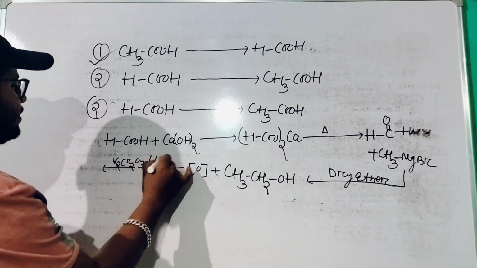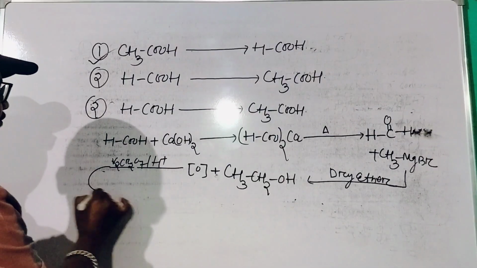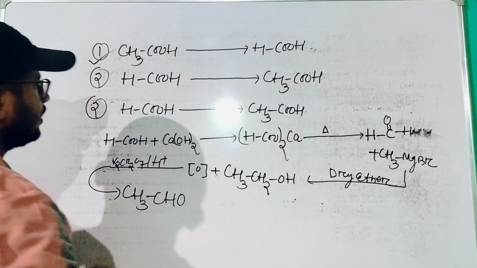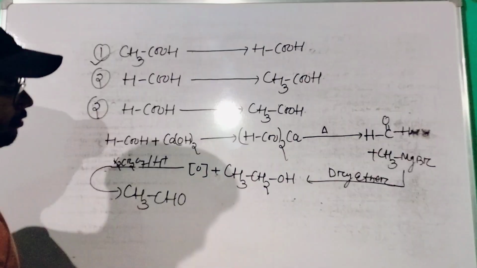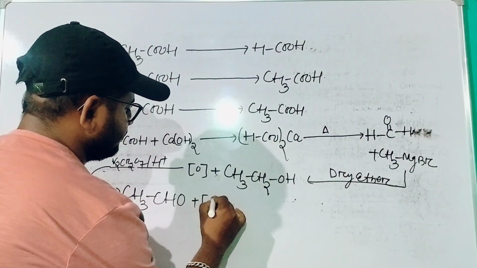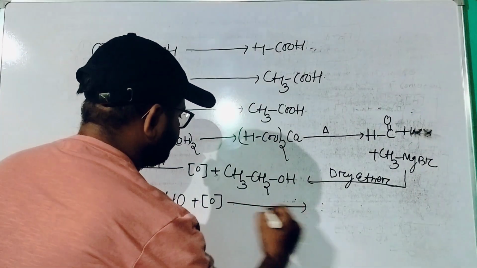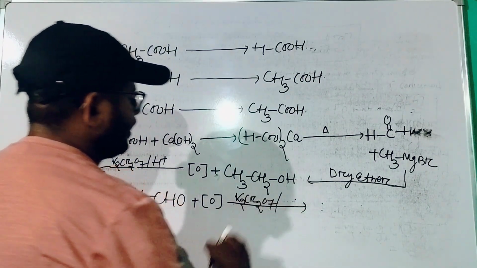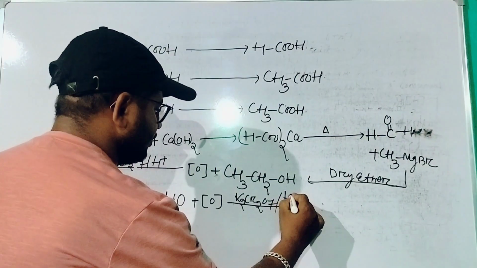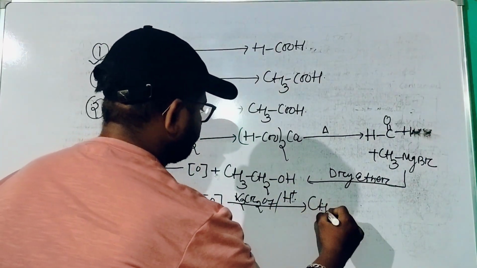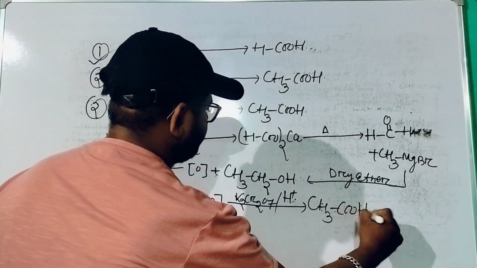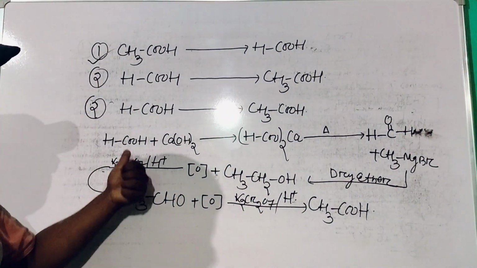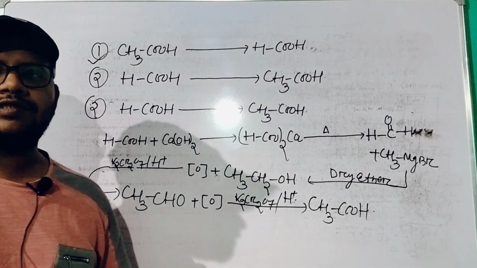K2Cr2O7 in acidic medium, and finally we get acetaldehyde, and acetaldehyde can be converted into acetic acid by further oxidation with acidified potassium dichromate in acidic medium to form acetic acid. So this is the conversion how you can convert formic acid into acetic acid.